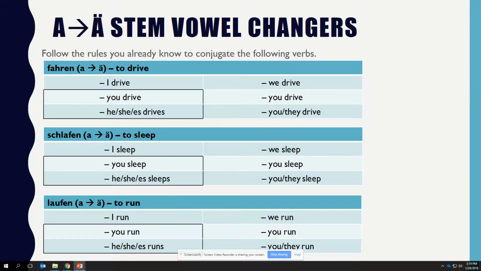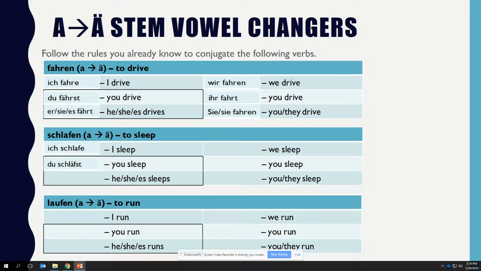Pause the video. You should have ich fahre, du fährst, er/sie/es fährt, wir fahren, ihr fahrt, sie and Sie fahren. Ich schlafe, du schläfst, er/sie/es schläft, wir schlafen, ihr schlaft, sie and Sie schlafen.